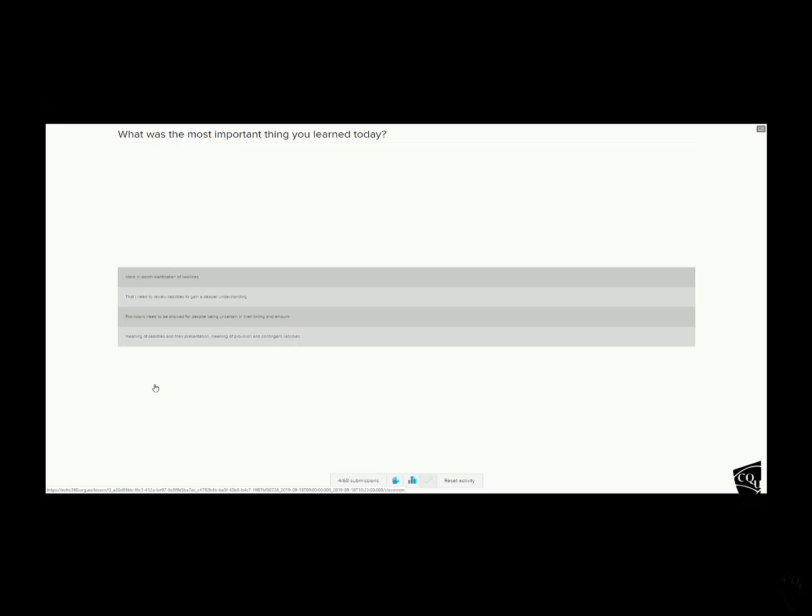Provisions need to be allowed for, despite being uncertain in their timing and amount. Yes, true, and the reason for that is that they are a special type of liability, and therefore they need to be accounted for. Meaning of liabilities and their presentation. Meaning of provision and current liabilities. All right?